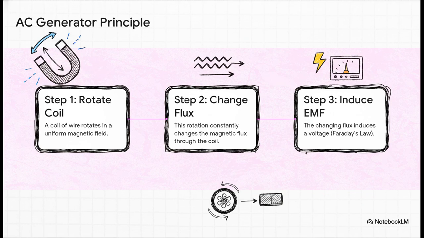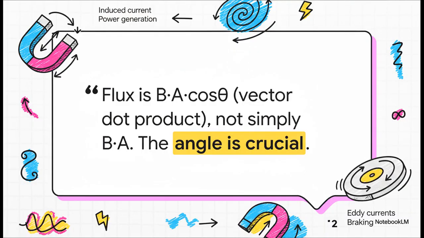Now, as it's spinning, the amount of that magnetic field that's actually passing through the coil, that's what we call magnetic flux, is constantly changing. And according to Faraday's law, anytime you have a changing magnetic flux, you induce a voltage, or an EMF. Simple as that. To really get a feel for this changing flux idea, let's use an analogy.